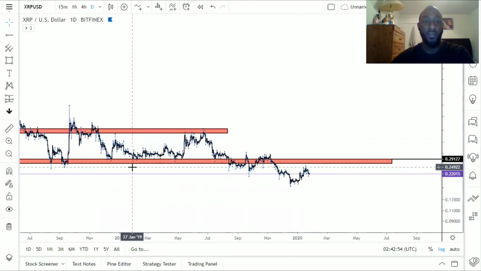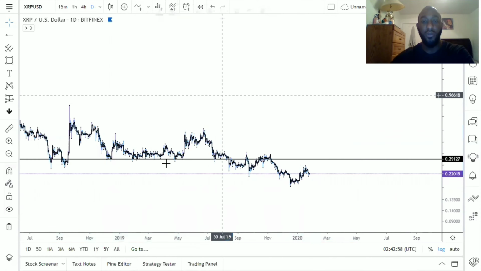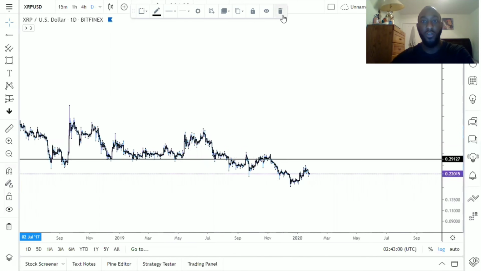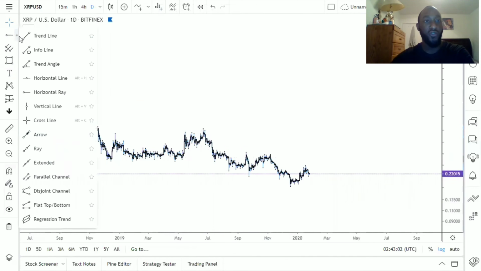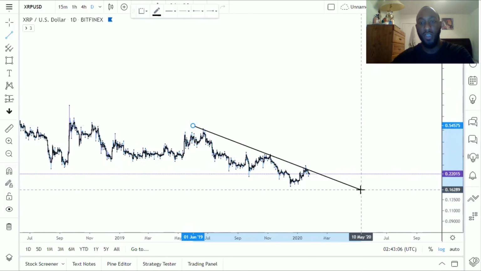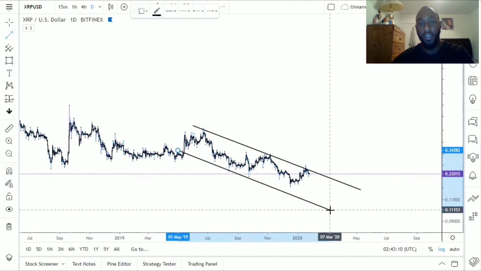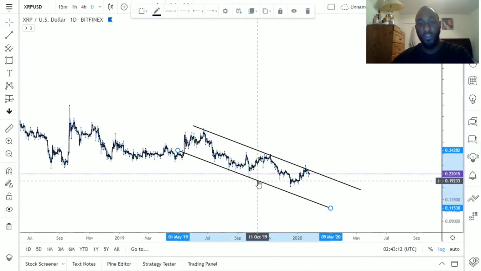So now to identify another type of support and resistance, which would be trend lines. A trend line, as you can see if you zoom out, would act as support and resistance as well.